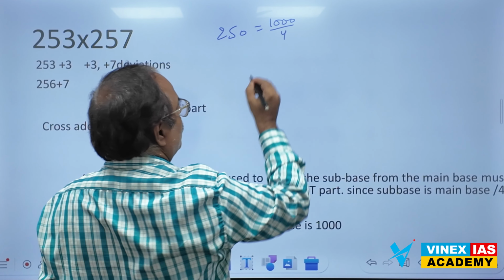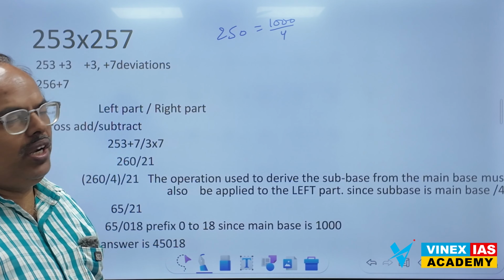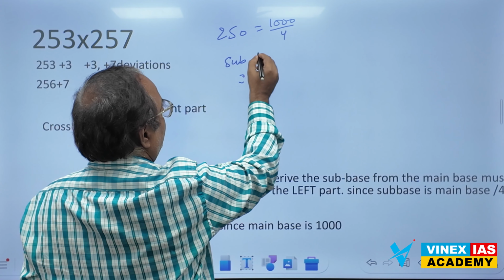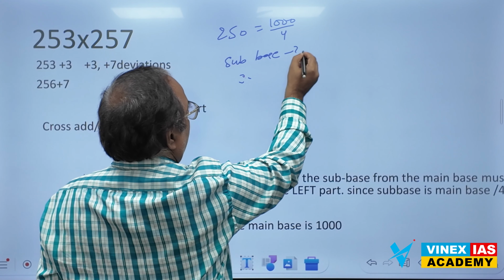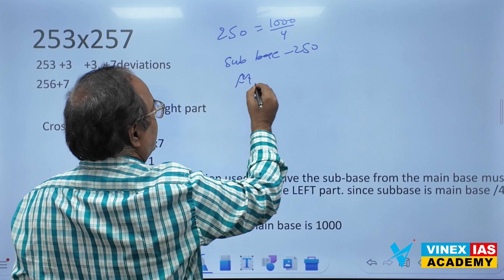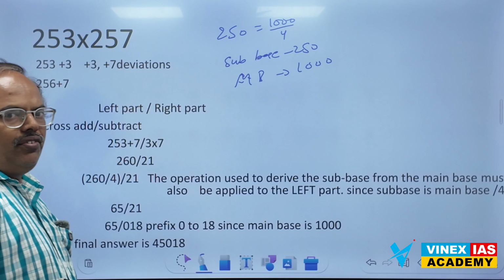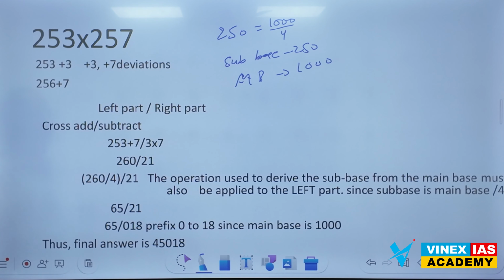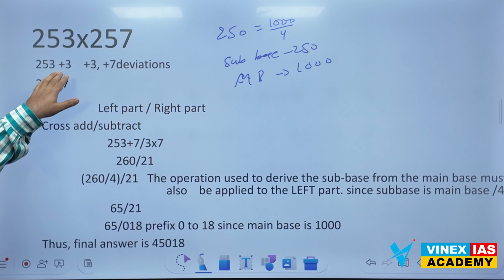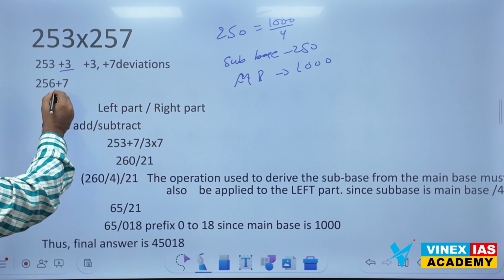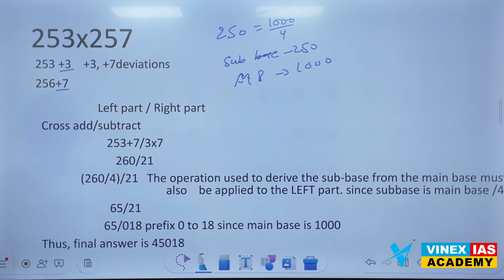1000 by 4. So our main base is 1000 and sub base is 250. So sub base is 250 and main base is 1000. Let's see how to get it done. Now 253 is 3 more than 250. So deviations are plus 3 and plus 7. So our right part is nothing but 3 into 7.